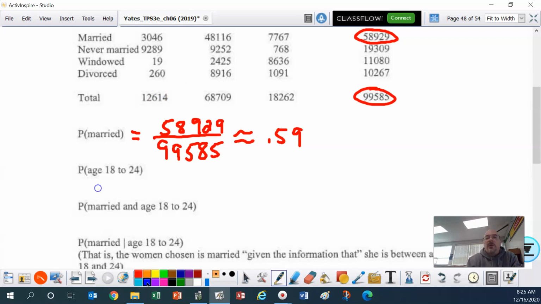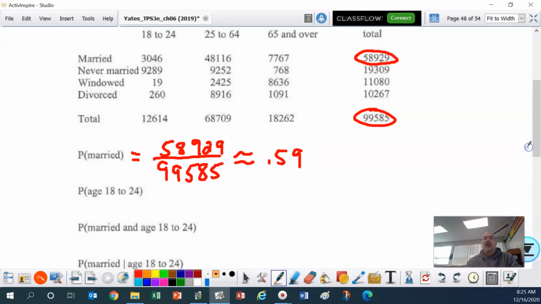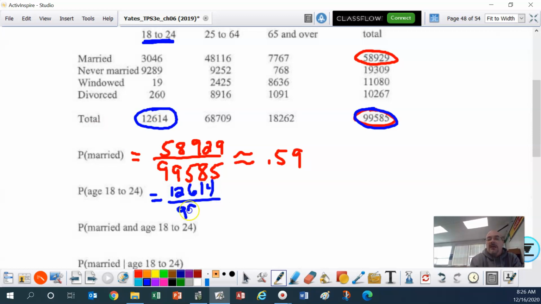Next one says, what's the probability that they're 18 to 24? Okay, well, that's the age group, folks. So you got to look at the column. So the total of that age group divided by the whole total. So that is 12,614 divided by the 99,585, and that's approximately 0.127 or 0.13.